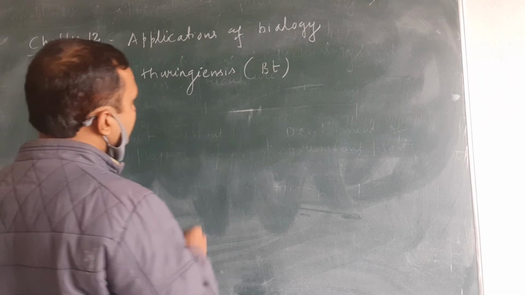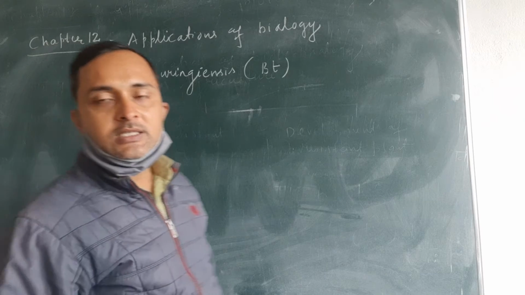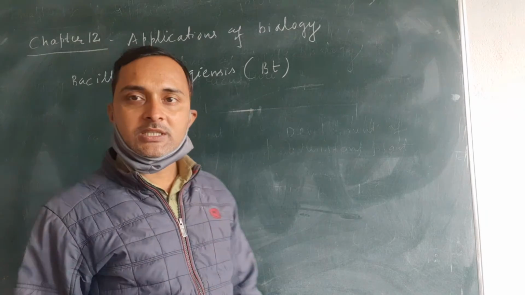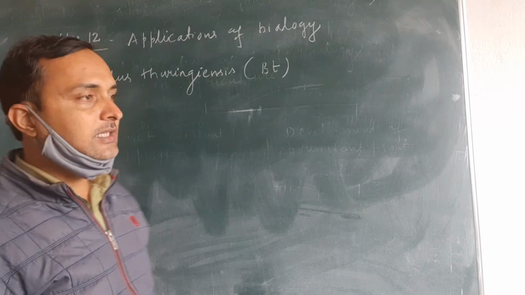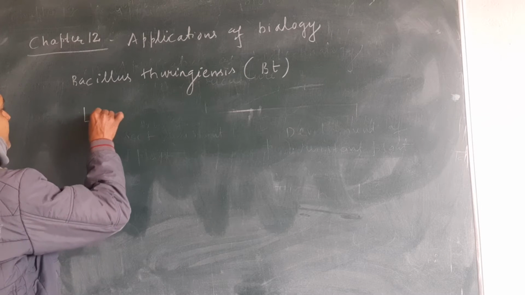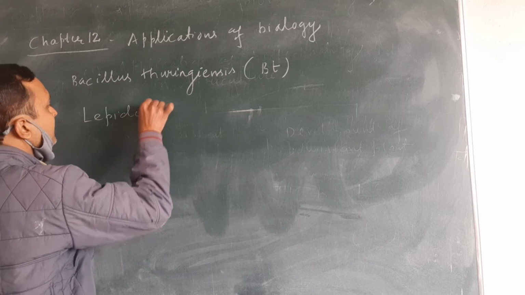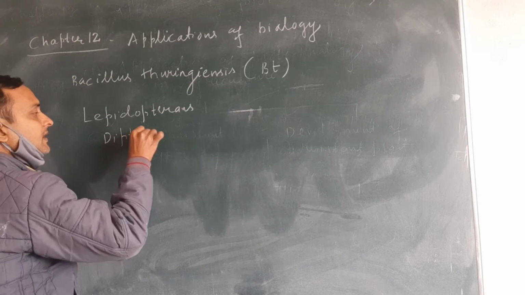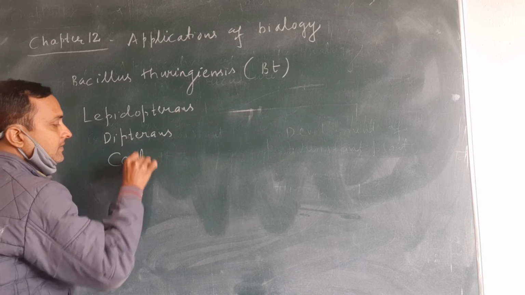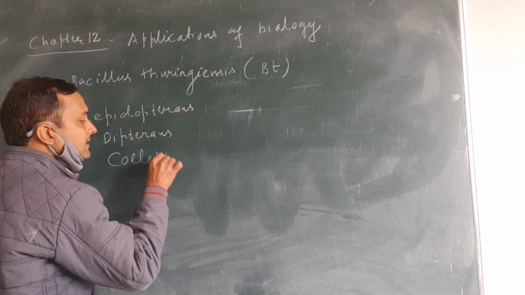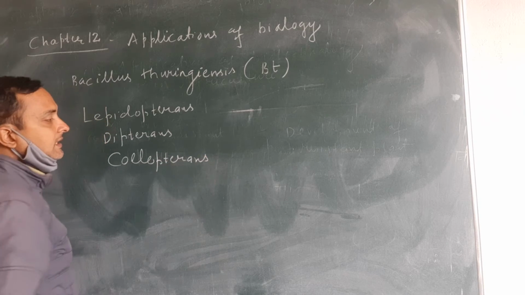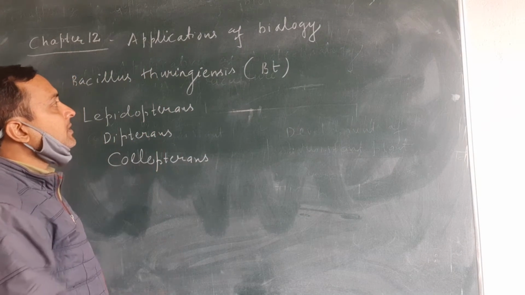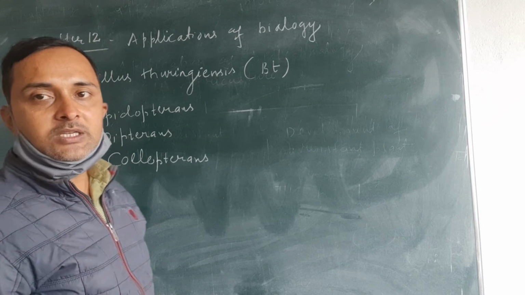This bacterium contains specific genes that when transferred into the particular plant, that plant becomes resistant against various types of insects, and these insects belong to three groups: Lepidopterans, Dipterans and Coleopterans. The plant becomes resistant when this gene isolated from the bacterium is transferred into the plant, especially the cotton plant.